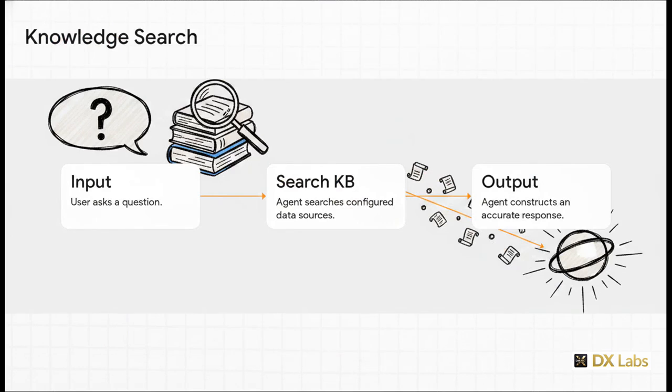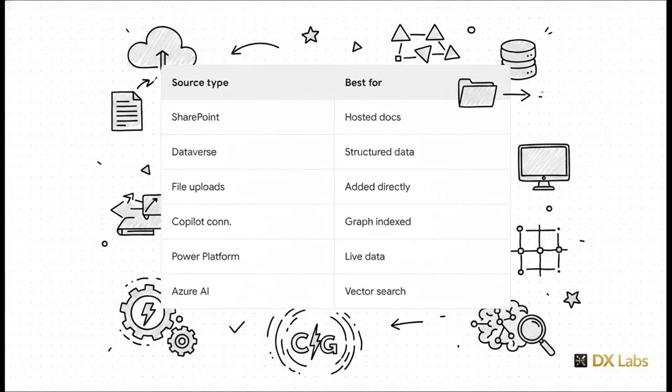Notice how this architectural flow differs from the tools flow. The input triggers a search in the knowledge base, which then immediately generates the output. This is all about feeding facts into the agent so it can answer questions based on specific content, with absolutely zero execution of commands. Here are the knowledge source types you'll definitely encounter on the exam. You can use SharePoint, Dataverse, or even direct file uploads. The exam is going to thoroughly test your ability to match the data type to the correct source.